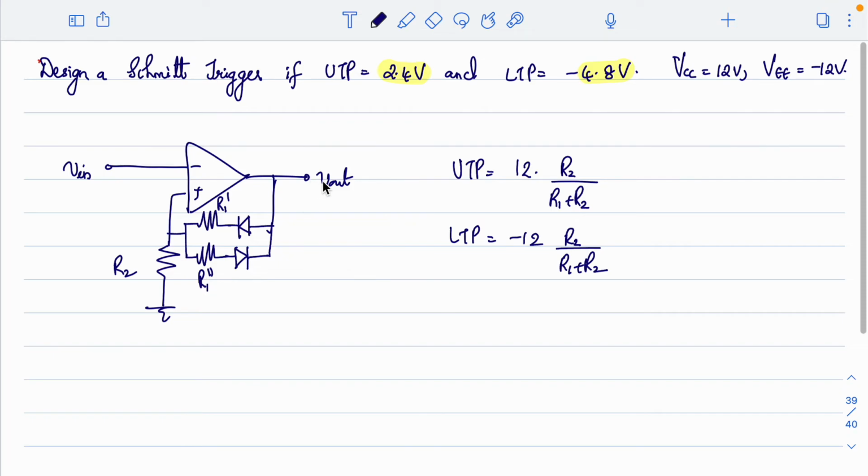Alright, so when your output is at plus Vsat, what I can write is R2 divided by R1 dash plus R2, and when your output is at minus Vsat, I can write it as R2 divided by R1 double dash plus R2. Right, so with the help of diodes connected in this fashion, which can route the output point through two different paths, we can set two different threshold points. So can you quickly design and let me know what are the values for R1, R1 double dash and R1 dash with this?